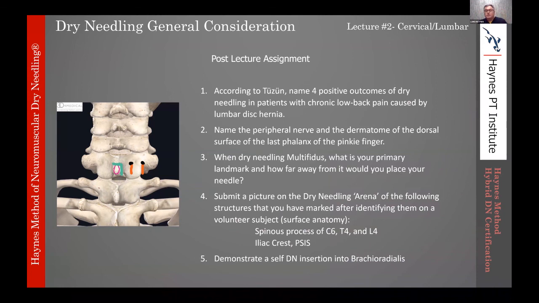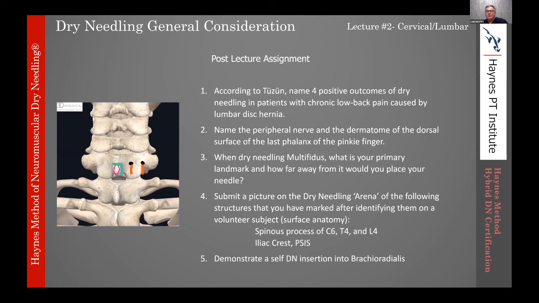So your post-lecture assignment number 1, and these are all on the portal. According to Zune, name 4 positive outcomes of dry needling in patients with chronic low back pain caused by lumbar disc hernia. 2, name the peripheral nerve in the dermatome of the dorsal surface of the last phalanx of the pinky finger. 3, when dry needling multifidus, what is your primary landmark and how far away from it would you place your needle?